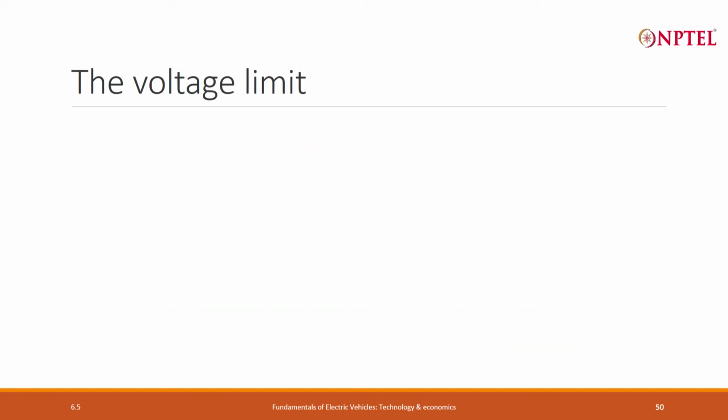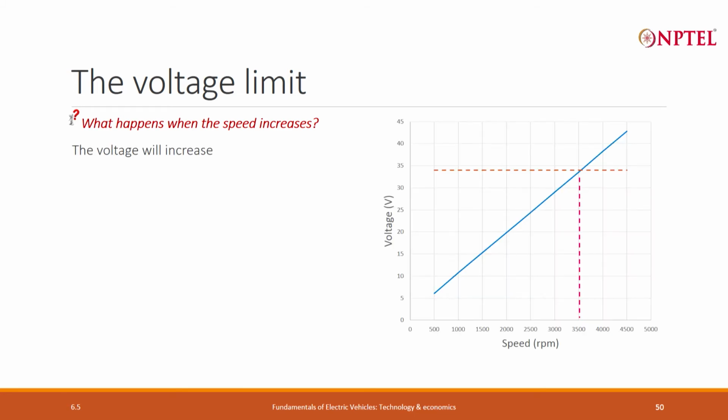The next limit is what is called the voltage limit. To understand why the voltage limit comes into play, let us try to imagine what happens when the speed increases. When the speed increases, if you recollect the voltage equation, the voltage will increase. Why does the voltage increase? Because when the speed increases, the back EMF is proportional to the angular speed. So, as I go faster, the back EMF is increasing. To compensate for it, I have to go on increasing the voltage.